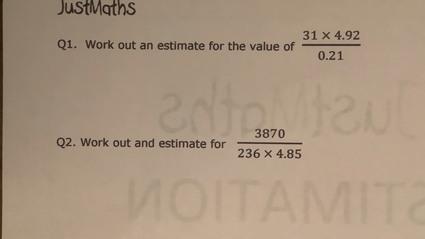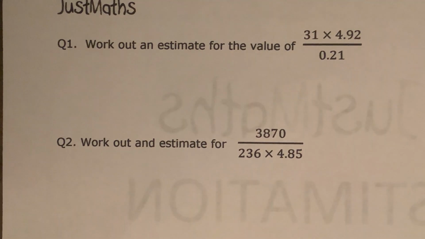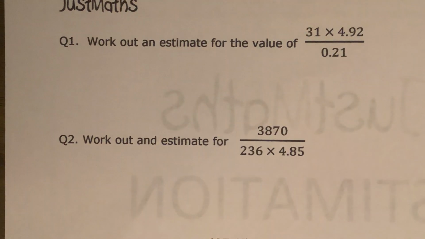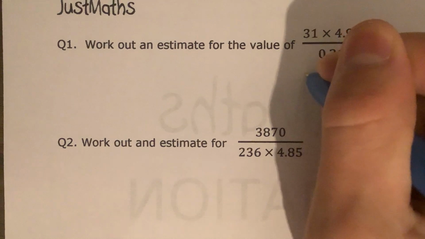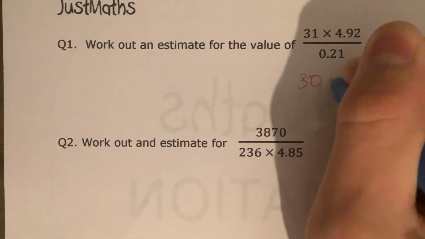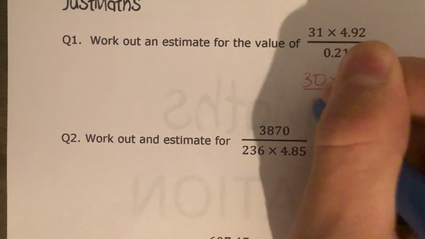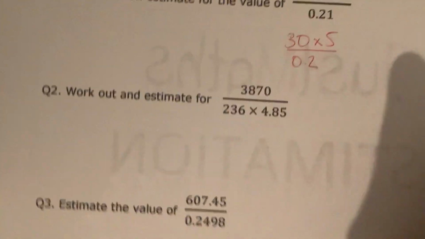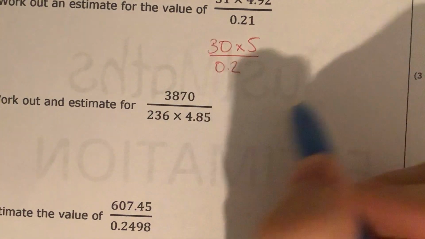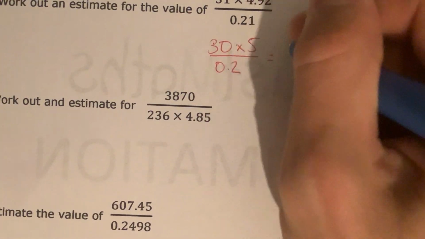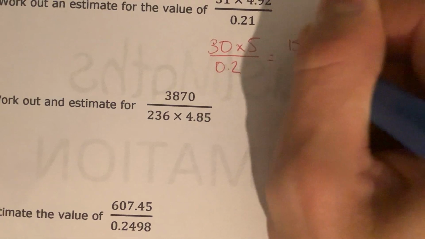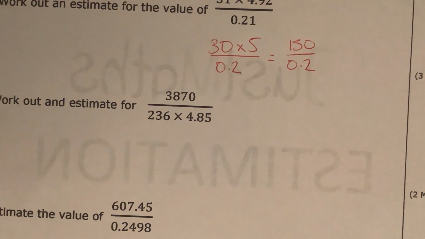Okay, so let's have a look through question one. Work out an estimate of 31 times 4.92, all divided by 0.21. If we round each number to one significant figure, I've got 30 multiplied by 5 divided by 0.2. So you get a mark for that part. You should have written that down. Simplify that: 30 times 5 is 150, divided by 0.2.